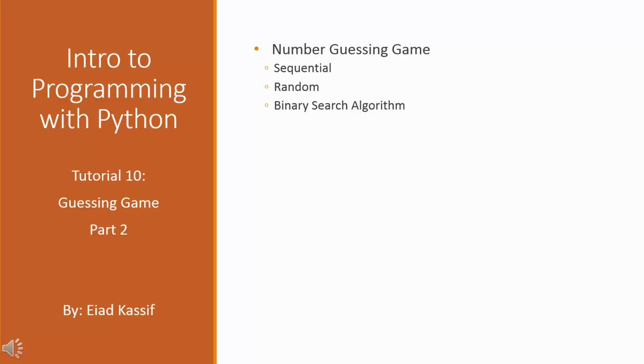So if you were to say, think of a number between 1 and 20, it would take you up to 20 tries to find the user's number. And now we're going to look at another way to solve this issue.